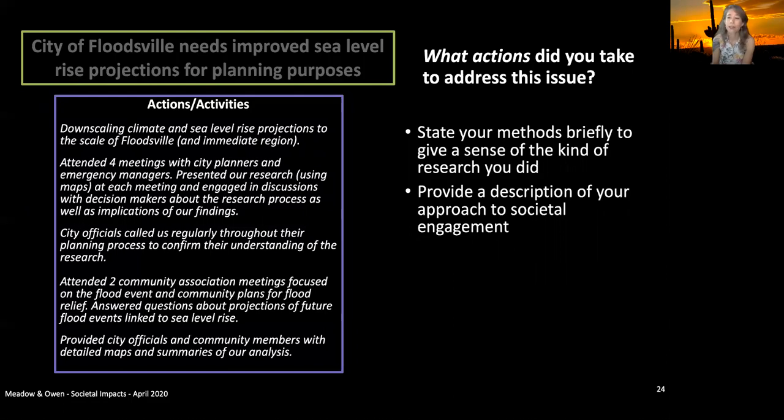Some engagement activities included attending meetings with city planners and emergency managers, giving presentations at those meetings, and also having regular email and phone conversations with city officials, planners, and managers. You also attended community association meetings about the flood and about flood relief. So throughout this 2-year project, you updated the emergency managers, planners, and community members about your progress with your data and analysis. And you provided city officials and community members with maps and summaries of the analysis.